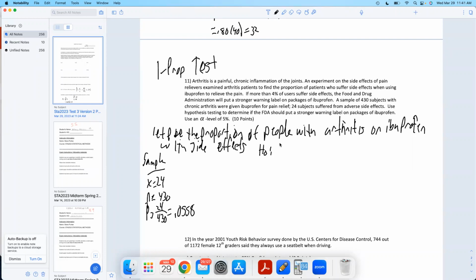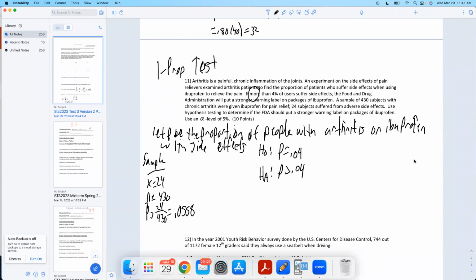Hypotheses are always complete mathematical sentences, not this. My hypothesis is not 4%. It's that P equals 4%. Then the alternative, which is what the sample suggests, says, no, it's not. It's more than 4%. Why did I write more than? 2 different reasons. That's bigger than 4. And it says more than right there.